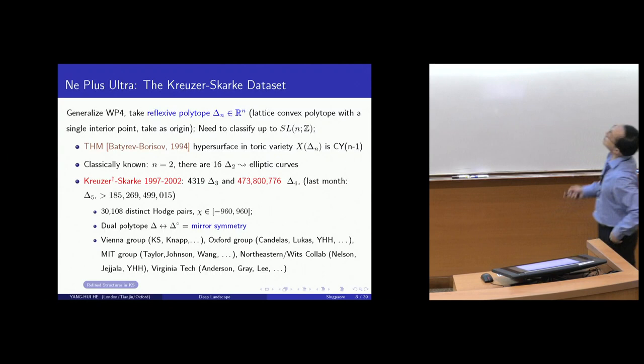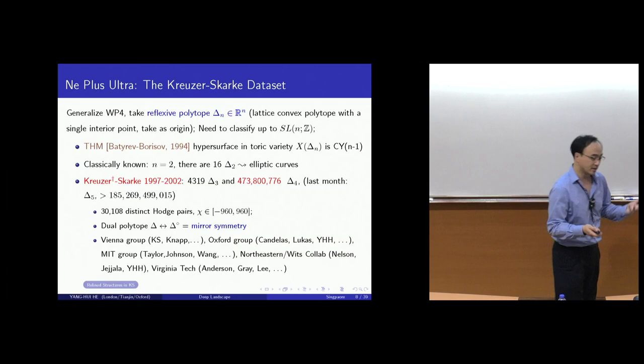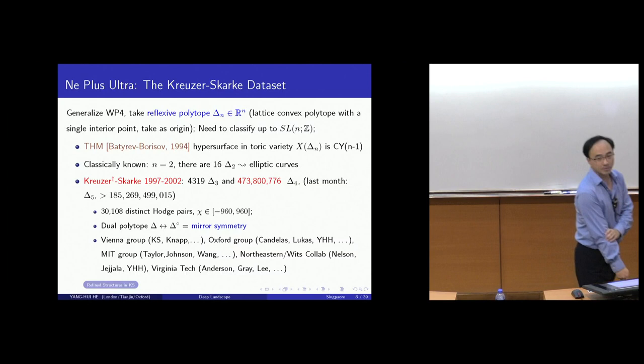So this continued, early 90s. Now we go to the mid 90s. Keep on generalizing. Can you do better than this, right? And then this beautiful theorem of Batyrev and Borisov came along in 1994, which says that if you take a hypersurface in a toric variety constructed from a reflexive polytope, this hypersurface is Calabi-Yau. So this is a very nice theorem.